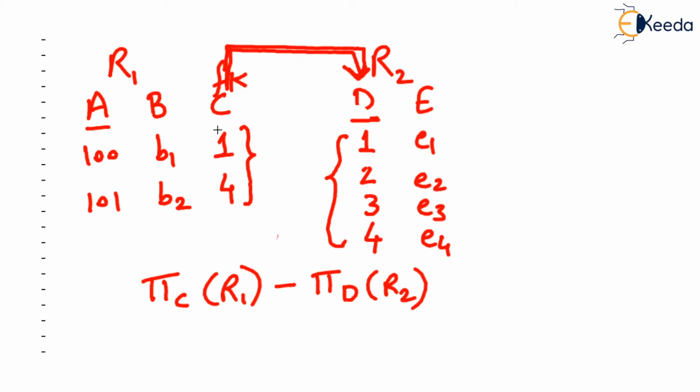Now let's talk about C. Whatever values you show under C must exist under D of R2. That's referential integrity. So I have taken 1 and I have taken 4. It's not compulsory that all the values of D must be there under C. The rule is that if you have some value under C, then that value must exist under column D. It's not a rule that all values of D must exist under C. So this table is good.